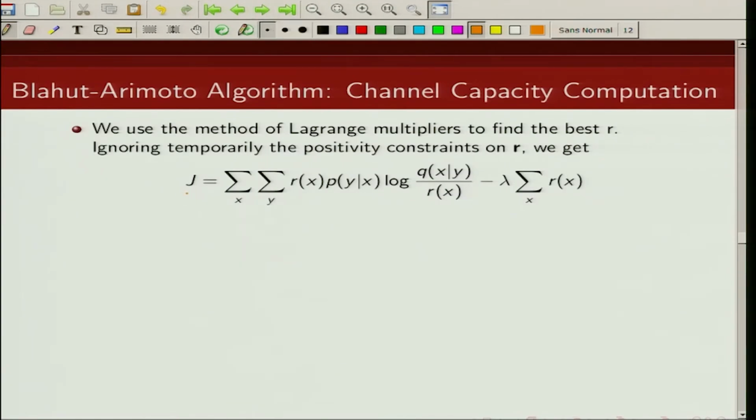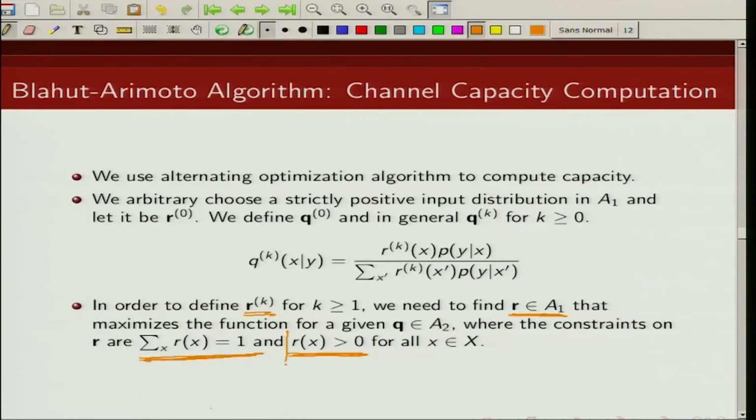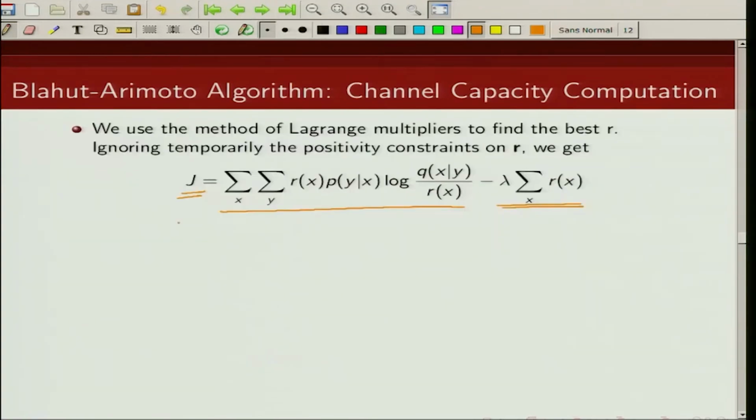So we will define this. This is my objective function. This is my constraint related to the fact that the summation of R of x is 1. Now at the moment I am ignoring this positivity constraint. That's because later on, when we compute the value of R of x, we will see that it is already taken care of. So this is a Lagrangian.